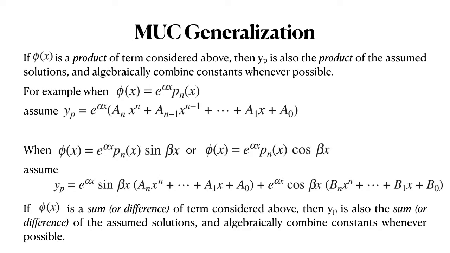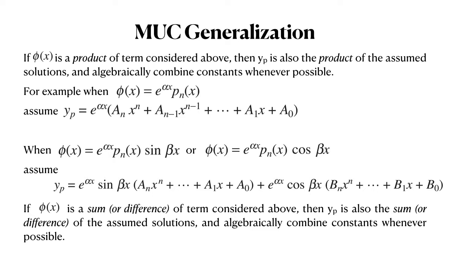What if our phi of x is not just a plain polynomial? Or dili lang siya plain nga Euler function? Or dili lang po siya plain nga sums of sine and cosine? What if phi of x is a product of terms considered above? Then y of p, our particular solution, is also a product of the assumed solutions. So, for example, when phi of x is a product of the Euler function and polynomial, ang particular solution would also be a product of the Euler function and the solution for the polynomial na phi of x.